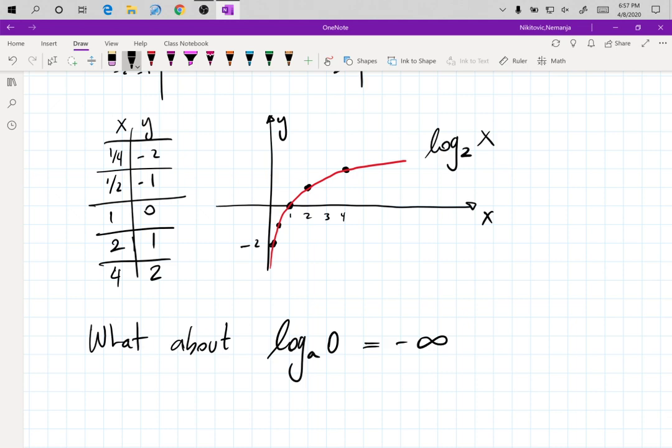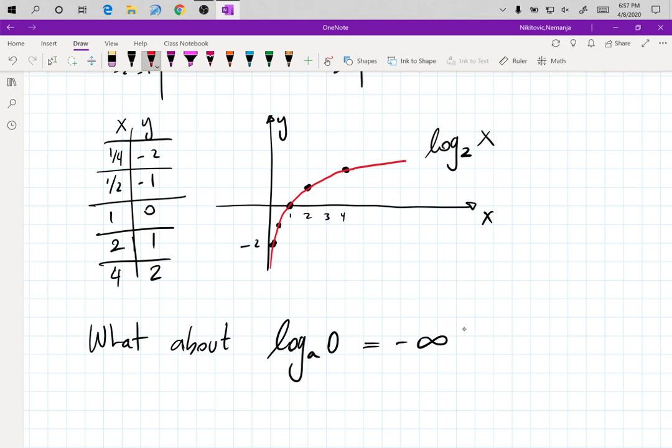You can say undefined, you can say error in a calculator, you can say whatever you want, but the answer is negative infinity, because going towards 0 for this input value means you are going towards x equals 0. Now, as you are going towards x equals 0, what is happening with all of the y values? They shoot forever downwards into negative infinity.